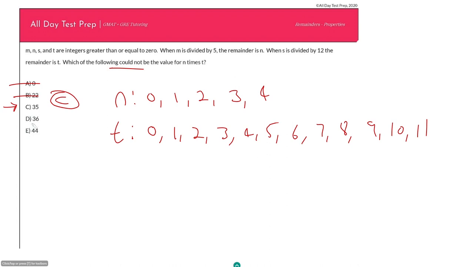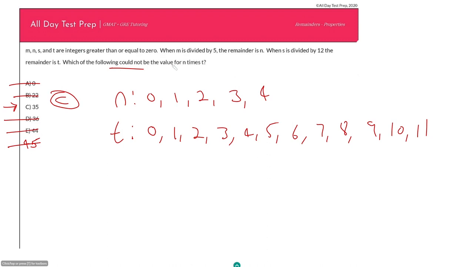Let's just go through D and E to make sure they are possible. 36: 9 times 4, I believe, is 36. So D is possible. And then what about 44? This looks like it's going to be the highest possible product that we can make, because 11 is the highest number in this group and 4 is the highest possible remainder in that group. So that is possible, and that is out. If instead E had said 45, that would be outside of our range, and that would be our answer, but they don't.